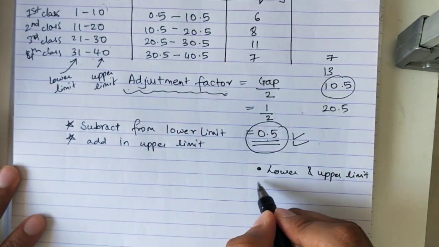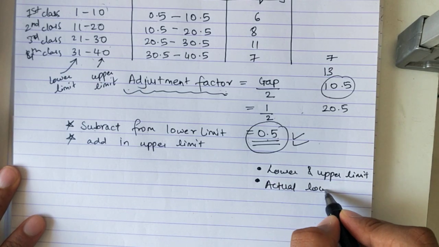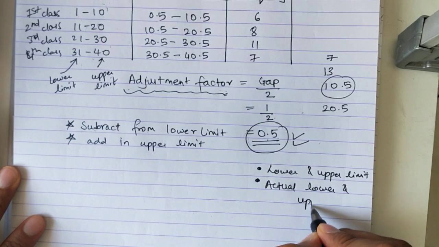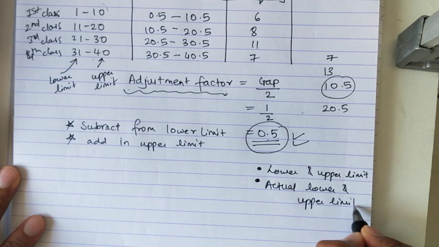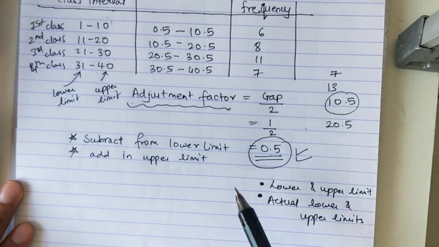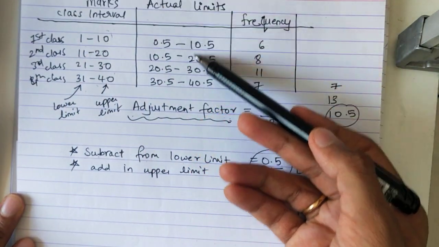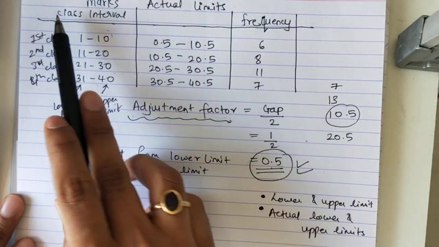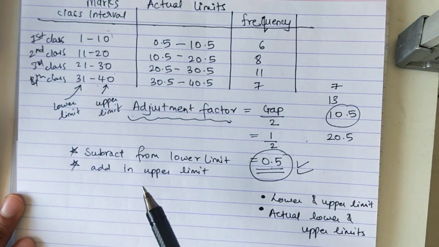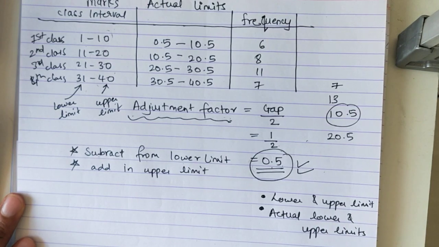So in the question, if they ask you what are the actual lower and upper limits, you will write these values. They may ask you for any class, class 4 or the 2nd class, or they may ask you to find them for all the classes. So you have to draw a table like this. So you understood what are actual lower and actual upper class limits.